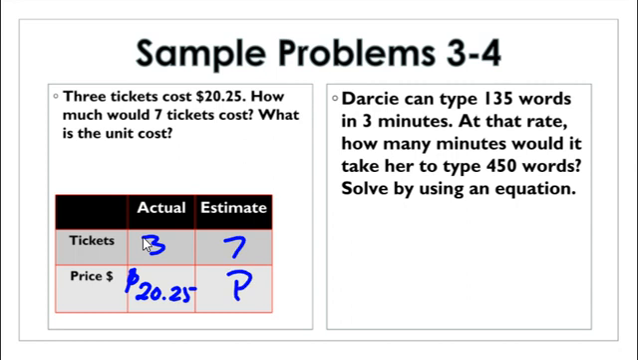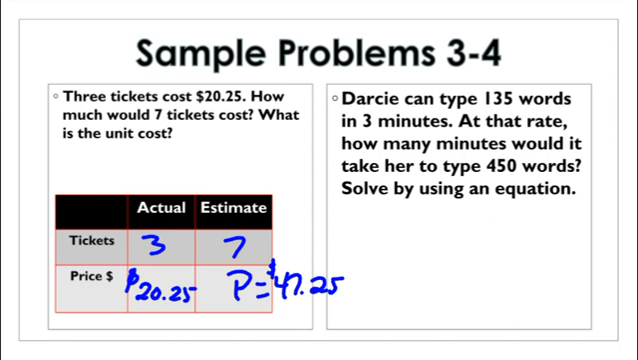So if we find the price here, we'd cross multiply. We have $20.25 times 7 gives us $141.75 divided by 3. The price here would be $47.25. But the question is asking, what is the unit cost? So that means, what is the cost of one ticket?